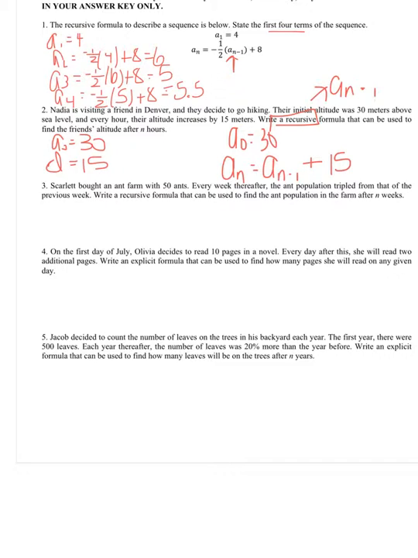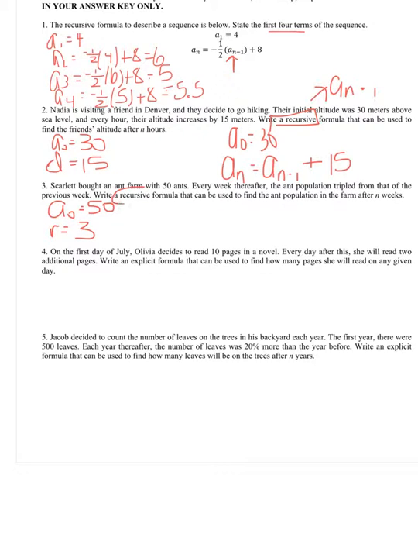Number 3, Scarlett bought an ant farm with 50 ants. So a sub 0 is equal to 50. That's how much she buys it with. And then every week after that, the ant population tripled. So if it's tripling, you're multiplying by 3. That's how you triple something. So multiplying, that's geometric. So you have a common ratio of 3.